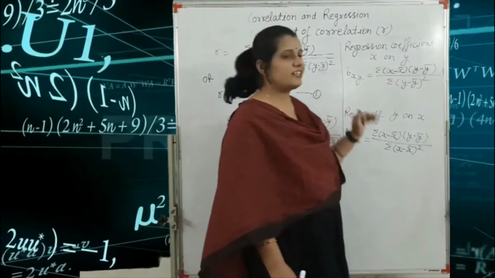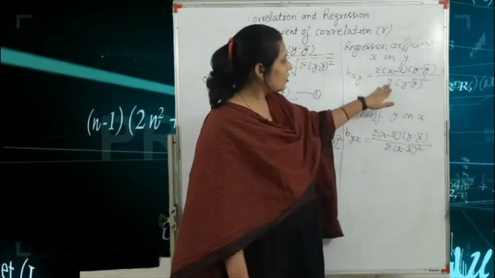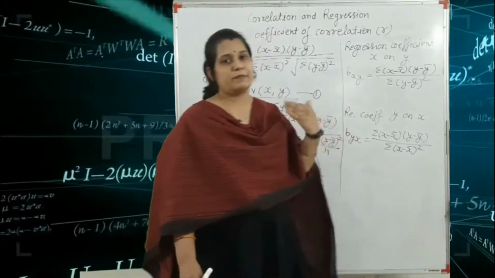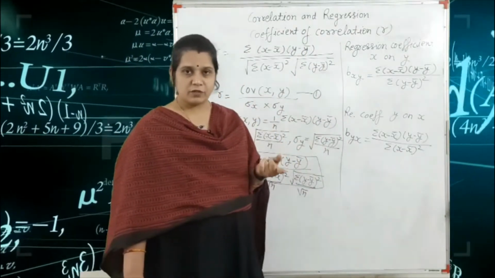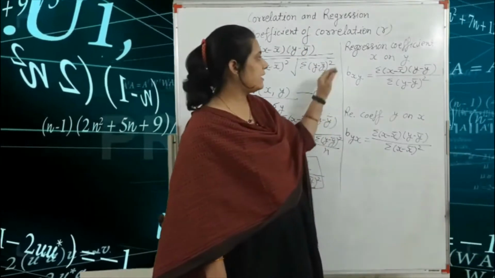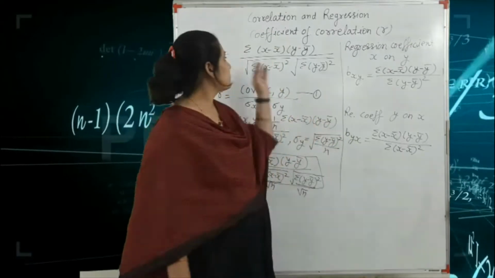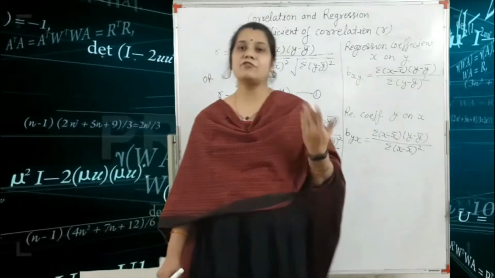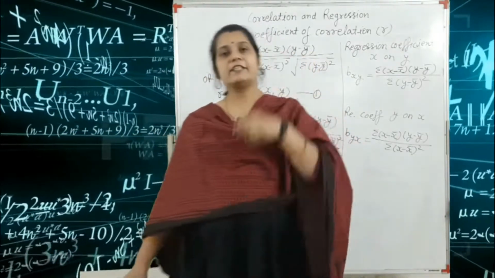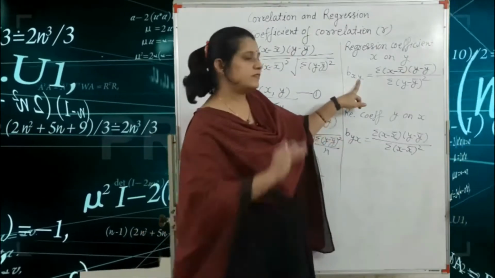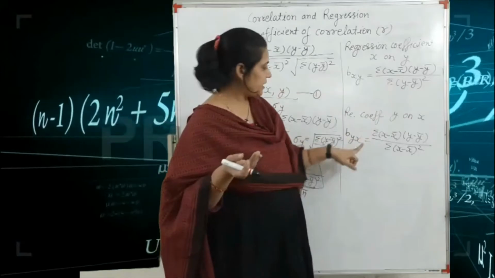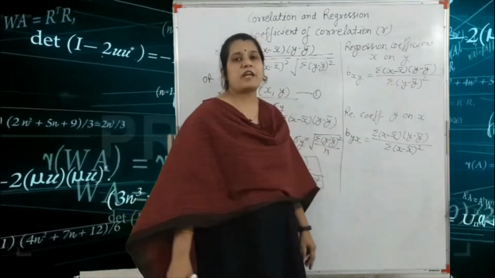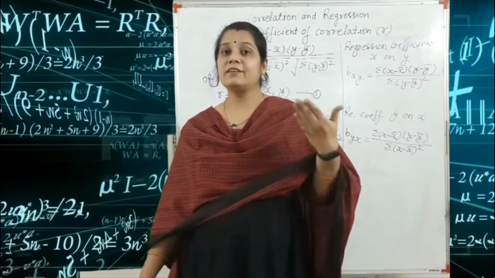But in the regression coefficient, we write here only the summation (x minus x bar) whole square. So the trick is that the numerator is the same as in your coefficient of correlation. Got it? But in the denominator, you write here your right side variable, you write the right side variable in the denominator form.